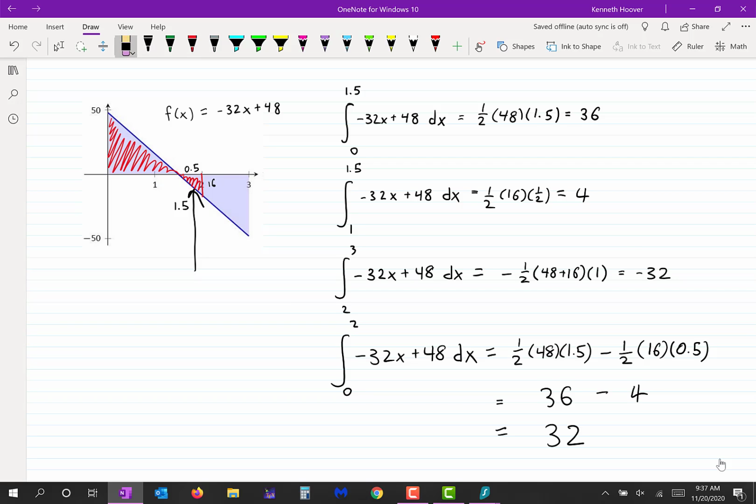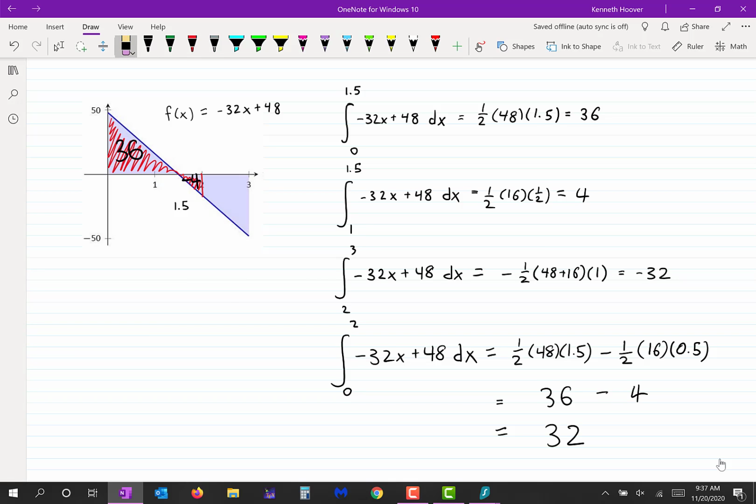So you see there's 32 square units of net area there. That is 36 positive units of area and 4 negative units of area. So the net area is 32 square units.